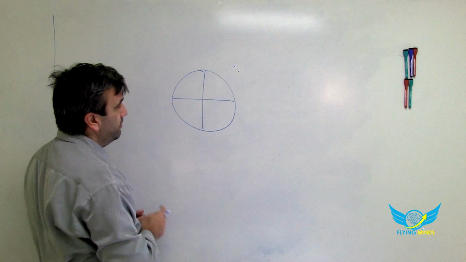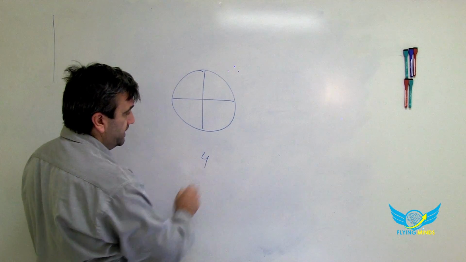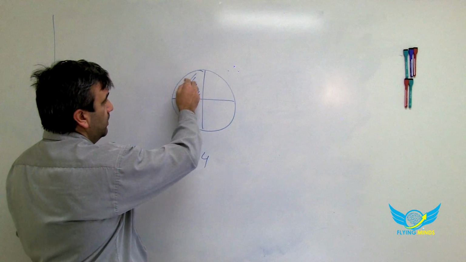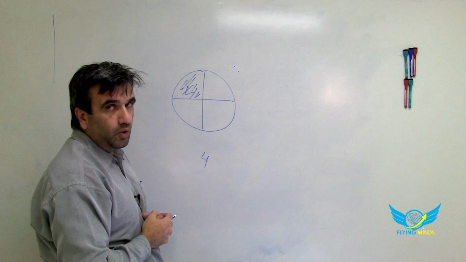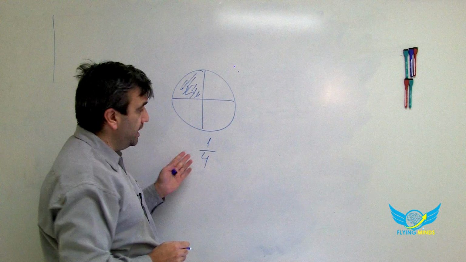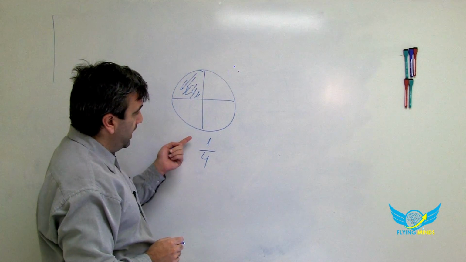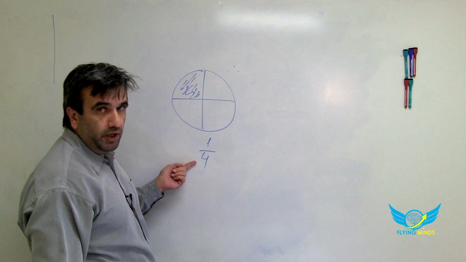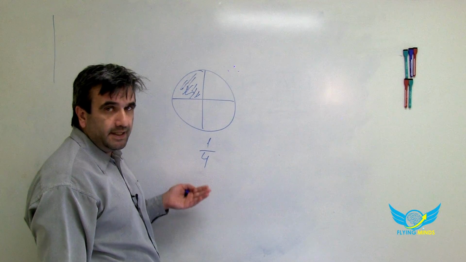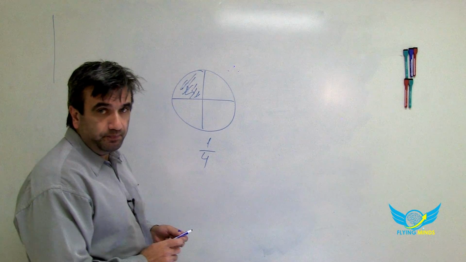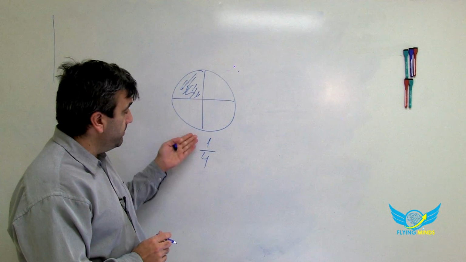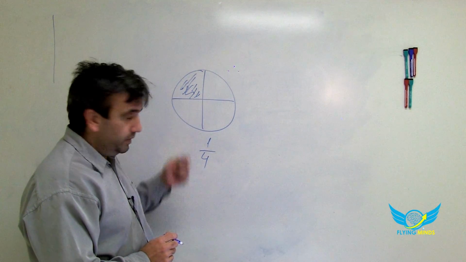This pizza was divided into 4 pieces, and let's say we take 1/4 away. So we took 1 piece away. The bottom number is called the denominator and the top number is called the numerator. The bottom number tells us into how many pieces we divide, and the top number how many pieces we use.